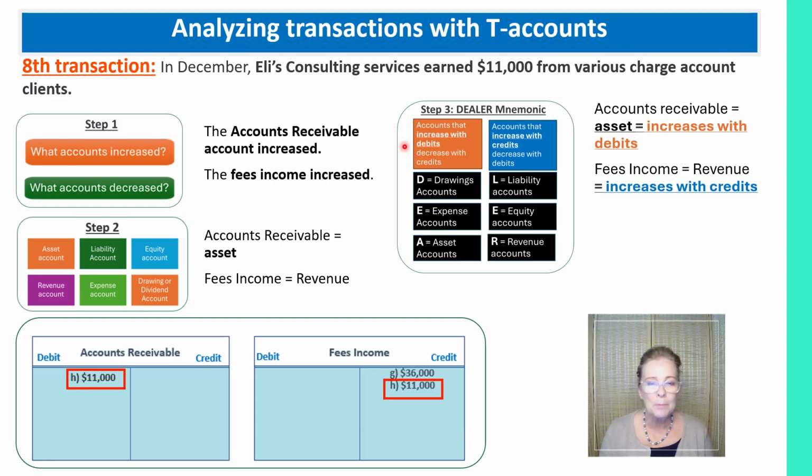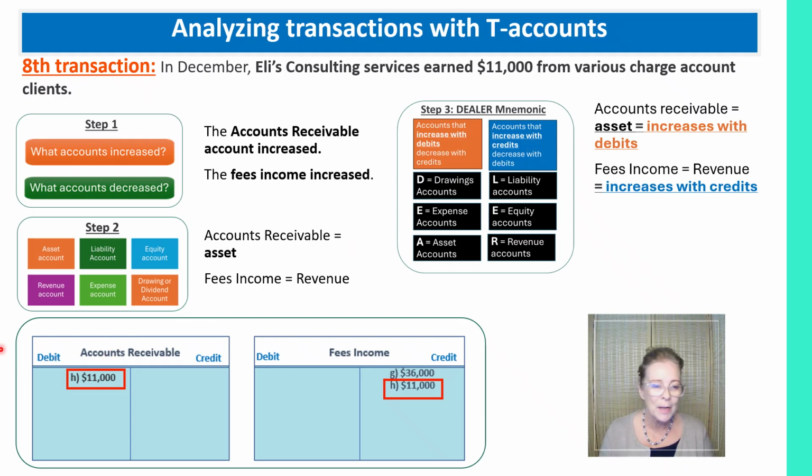What about the second part? The second part is the increase in revenue. Revenue is shown on the right side of the dealer mnemonic, and the graph tells us that revenue accounts increase with credits. So we credit the revenue account fees income. So debit cash and credit fees income.